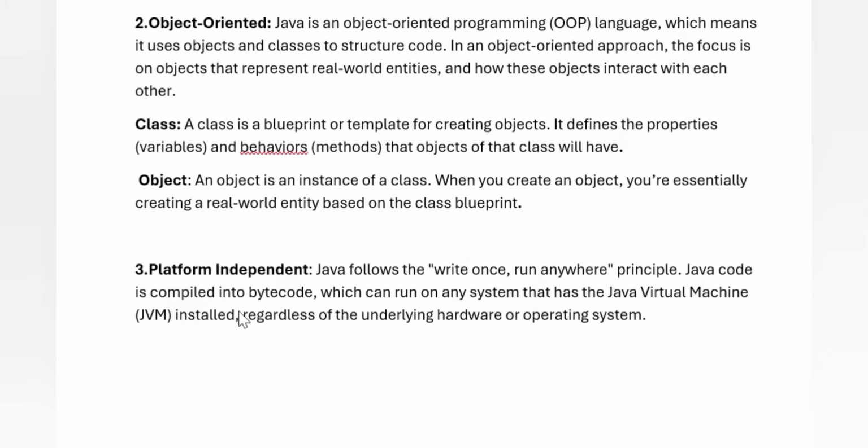And next, Java is platform independent. So as I said previously, Java follows write once, run anywhere. So if you write Java code, that code can be executed on any operating system, but that operating system should have JVM installed, that is Java Virtual Machine. So this is what platform independent is.